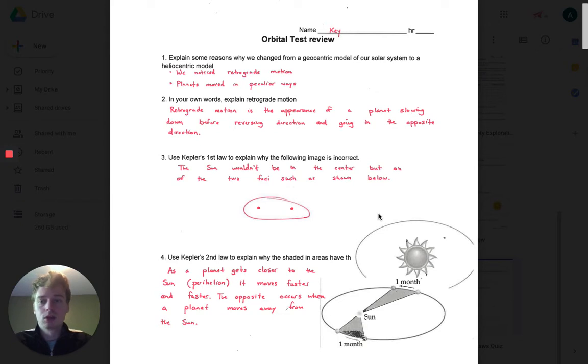Number one says, explain some reasons why we changed from a geocentric model of our solar system to a heliocentric model. That's because we noticed retrograde motion, and we noticed that the planets moved in peculiar ways.